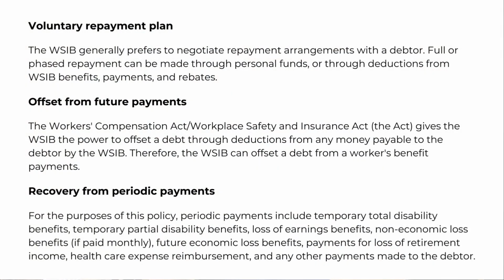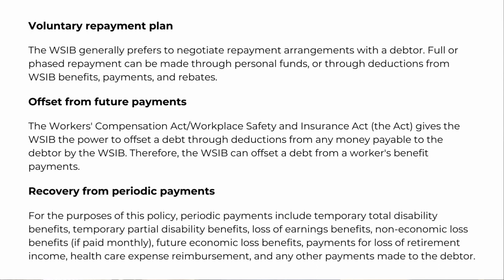So these are the several other methods available to the WSIB to recover benefit-related debts. And there are a few. As I said, they do and will work with you, as you're going to see from the policy here. But they do have a few that they can use to recover benefit-related debts. So in this regard, the policy states a voluntary repayment plan. The WSIB generally prefers to negotiate repayment arrangements with the debtor. Full or phased repayment can be made through personal funds or through deductions from WSIB benefits, payments, or rebates. And I've seen that happen. As I said, they will work with you to try and collect that debt, but without having to put too much financial strain on yourself and your family.